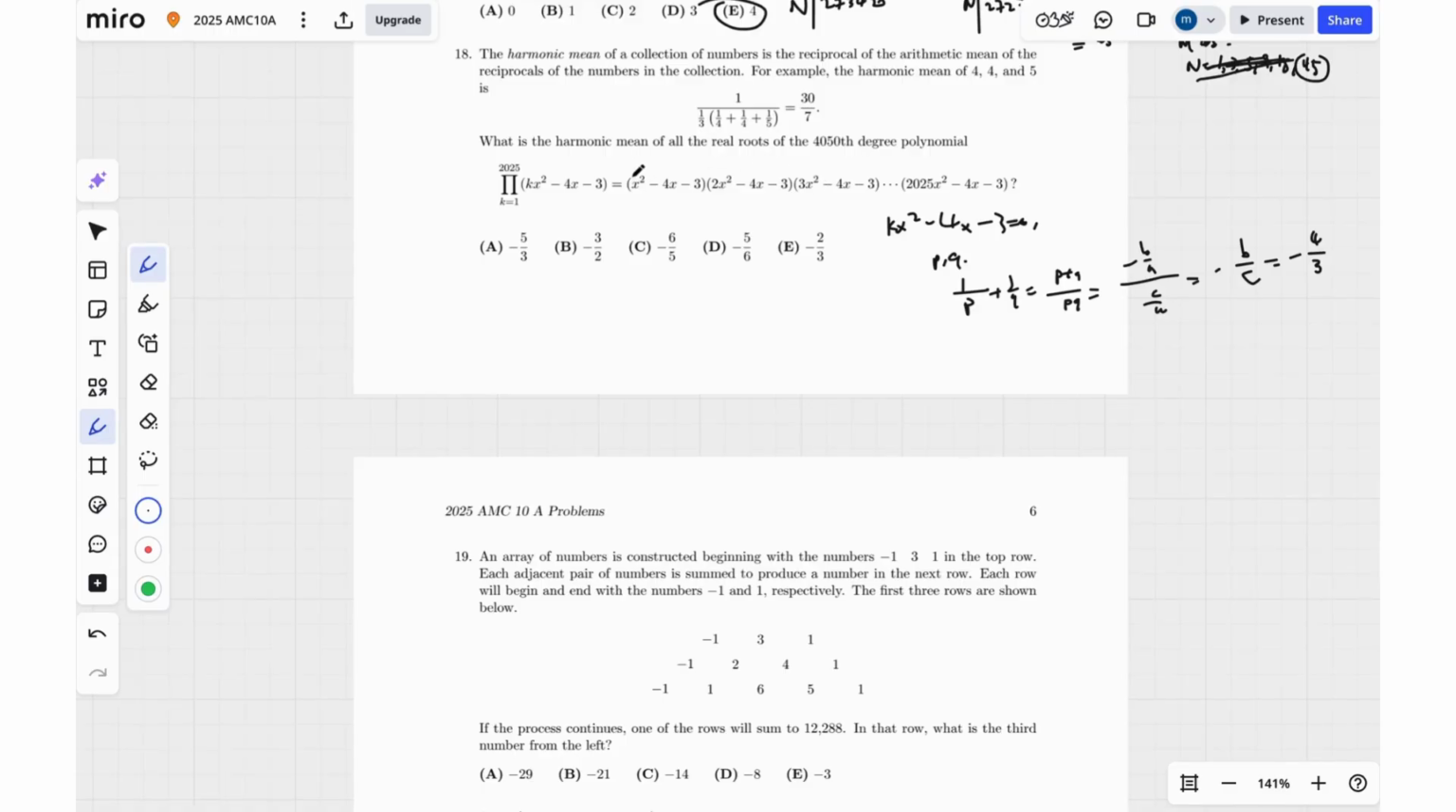So there are 2025 quadratics multiplied together. So this means that the harmonic mean is 1 over 4050 times 2025 times negative 4/3. And this is equal to minus 3 over 2, which is b.